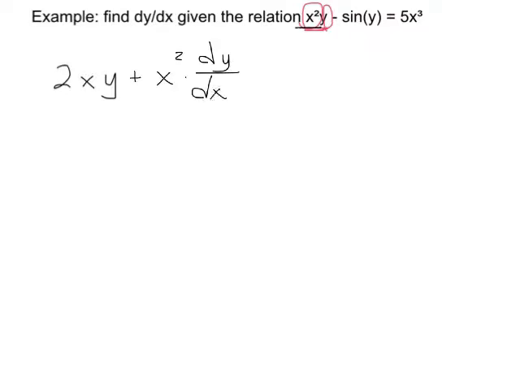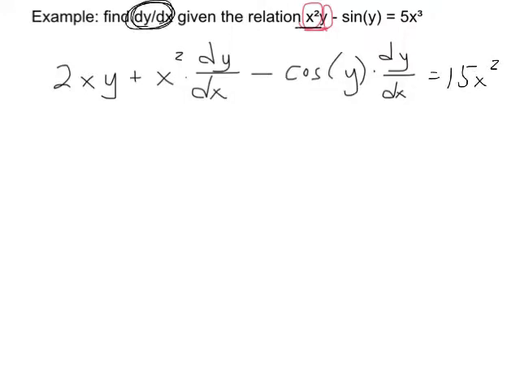Okay? Then we'll have minus, the derivative of sine is cosine, so this is the cosine of y. Again, times dy/dx, because there was a y that was composed inside of that. And finally, this thing is equal to 15x squared. Now, I need to find dy/dx, and there are two of them, and this happens fairly commonly.